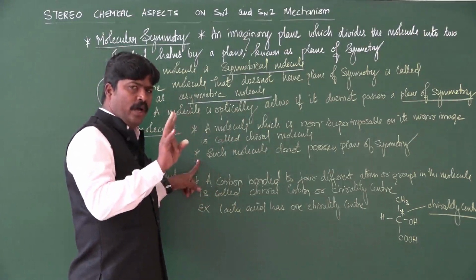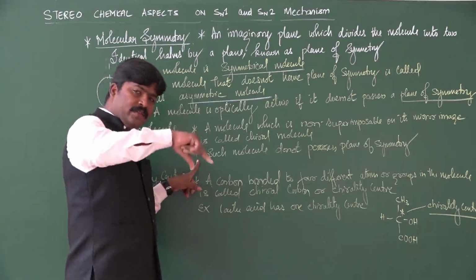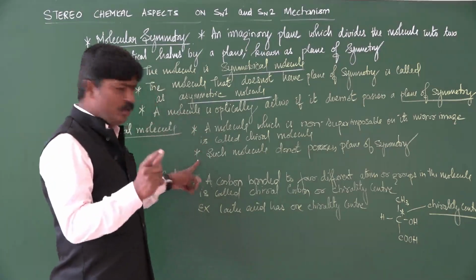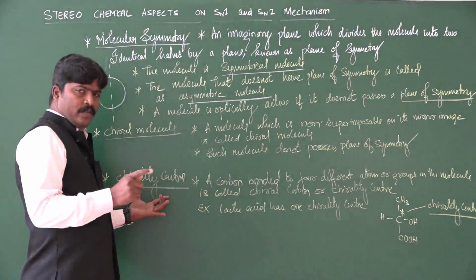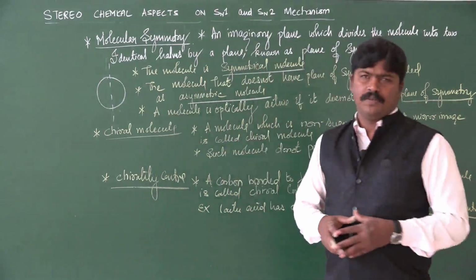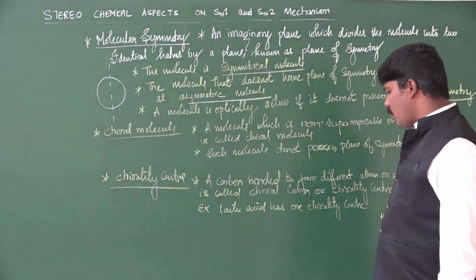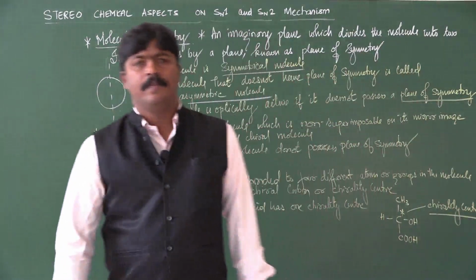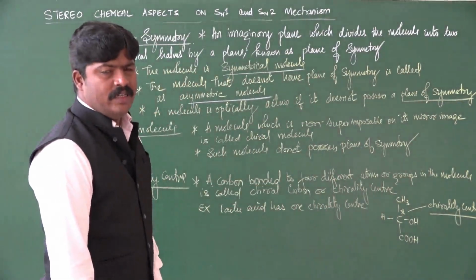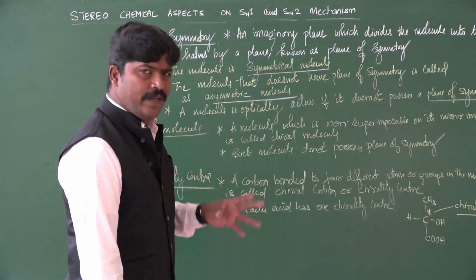Two conditions are coming now. One, check whether a plane of molecular symmetry is there. If there is no plane of symmetry and the molecule is chiral, then we say it is optically active. What is a chiral molecule? How to check a chiral molecule? I will come to the chirality center. What is a chirality center? A carbon bonded to four different atoms or groups in the molecule is called a chiral carbon, or we call it a chirality center. Check whether the carbon has four different groups, and check whether the molecule has a plane of symmetry.